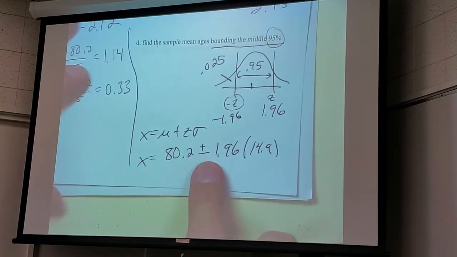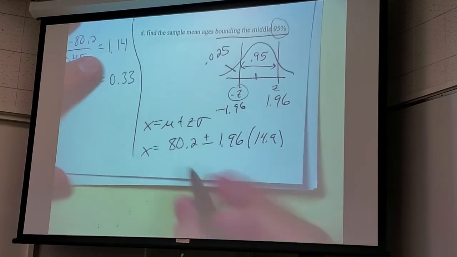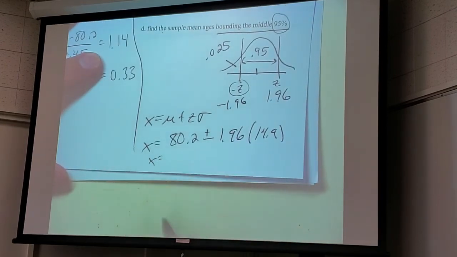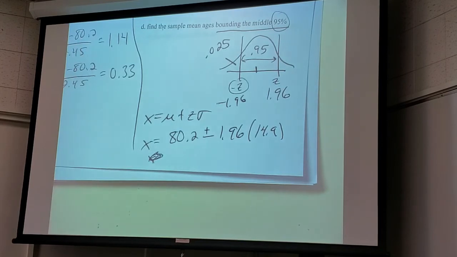Oh, Jeff, you're crazy, man. Wait. Why do you do the plus minus? Because don't I want to have a z-score that's positive 1.96, and another one that's negative 1.96? Don't I need to change?